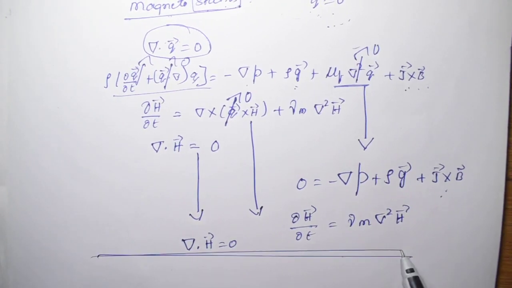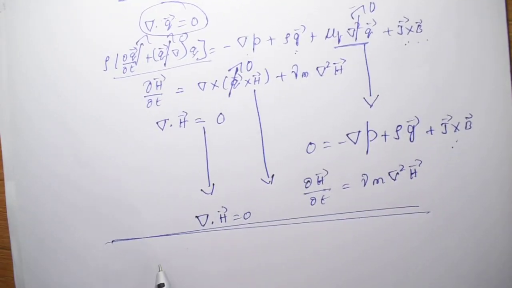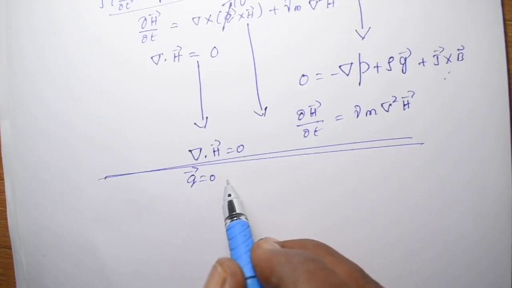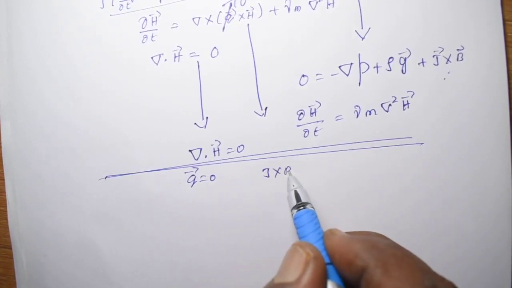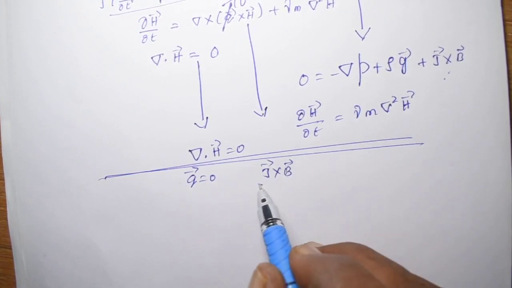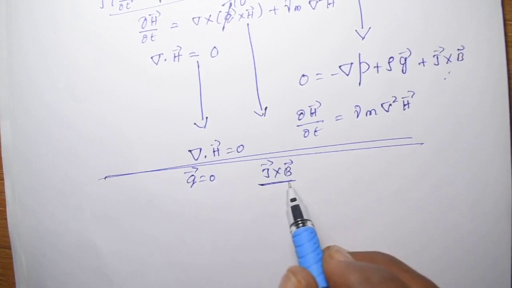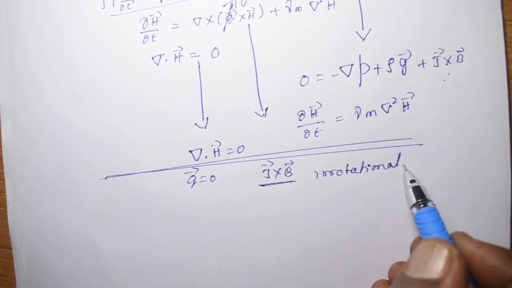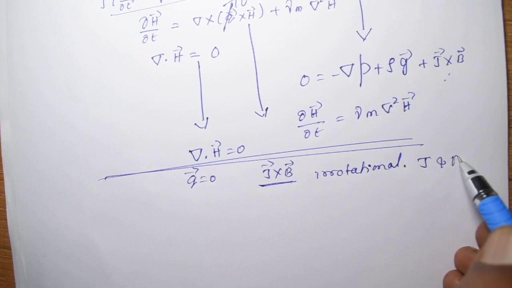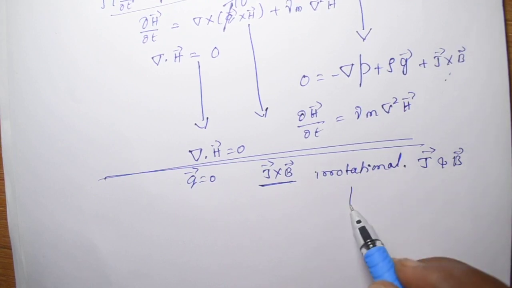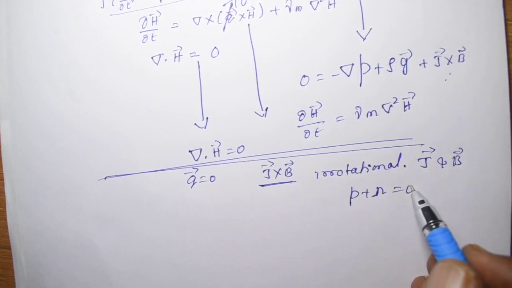Now let us see one theorem for this. In magnetostatics, that is when q is equal to 0, show that j cross b, the Lorentz force, is irrotational. Also you have to prove that the j and b lines, meaning the current lines and magnetic field lines, lie on the surface p plus omega is equal to a constant.